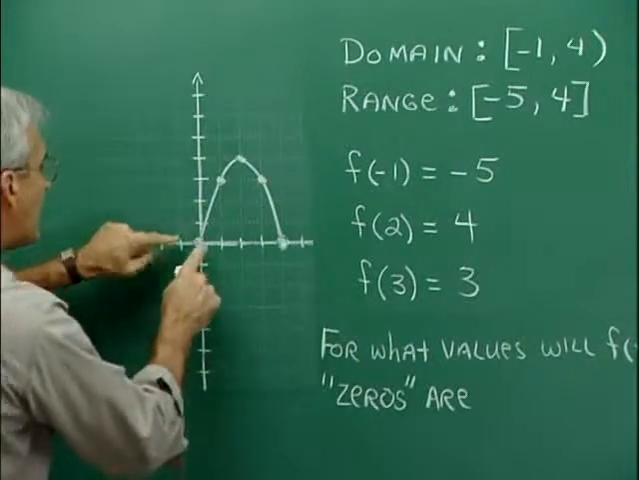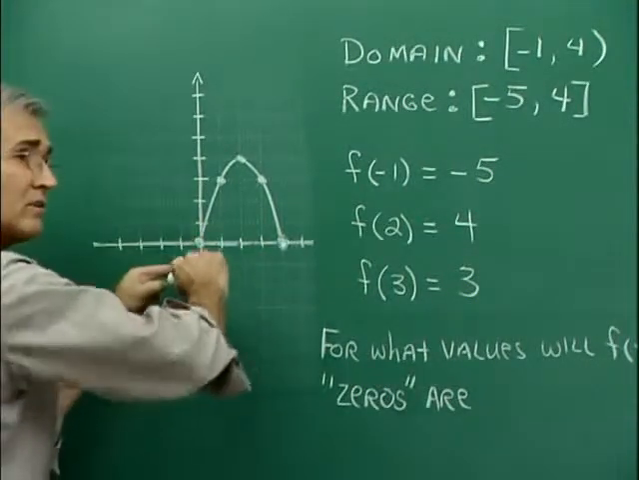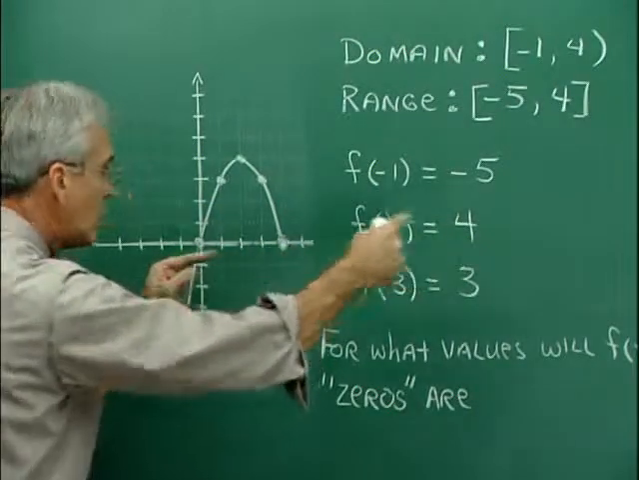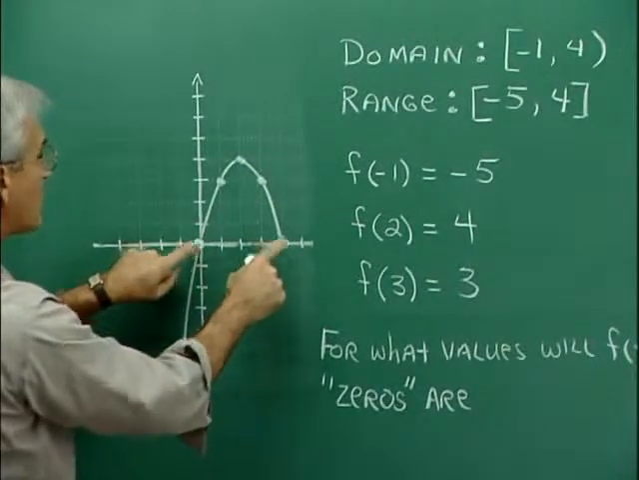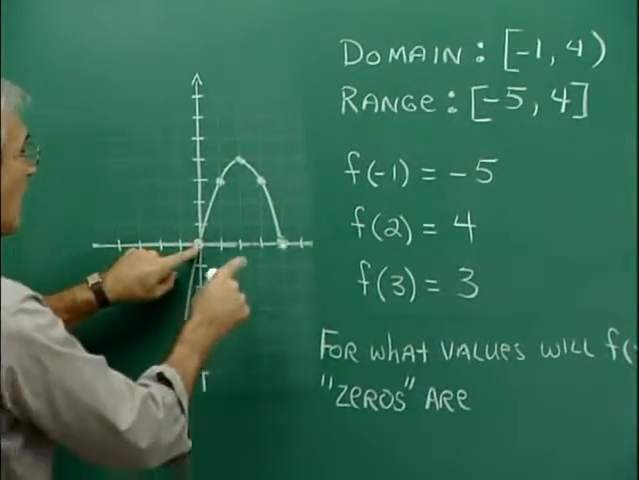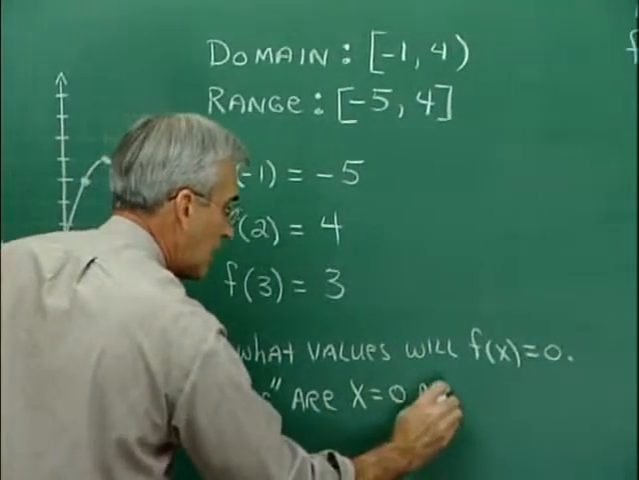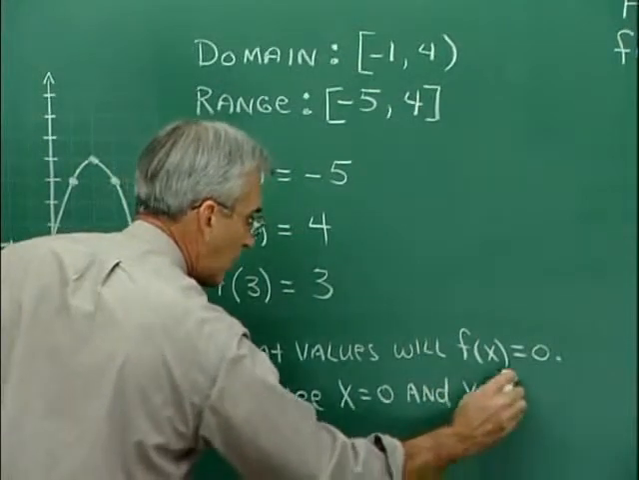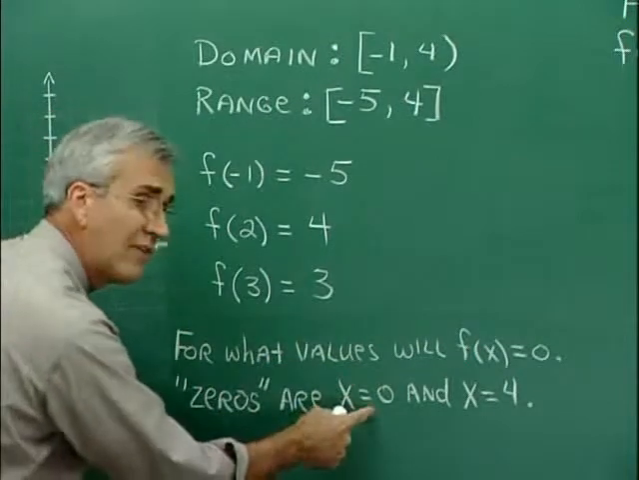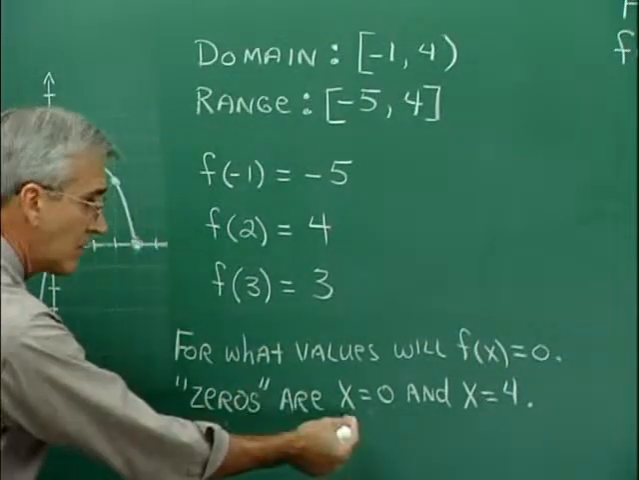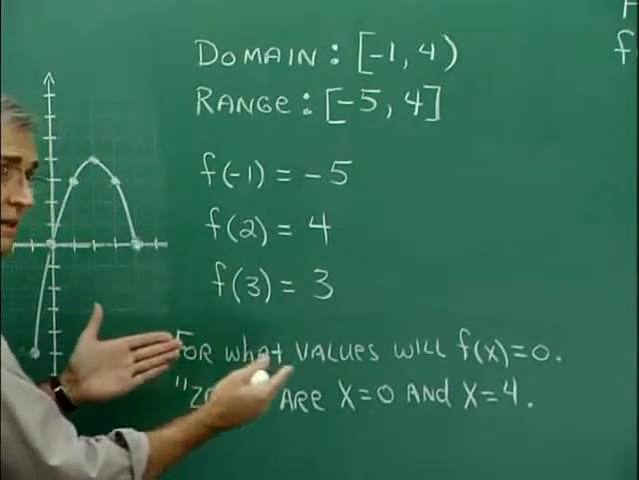But a zero means, for what value of x is the y value equal to 0? So that happens at the x-intercepts. So the zeros are at the x-intercepts, and the x-intercepts are at x equals 0 and x equals 4. Zeros are x equals 0 and x equals 4. Now I'm emphasizing the idea that zeros are values of x, but they are values of x that give us x-intercepts. X-intercepts and zeros then mean exactly the same thing.